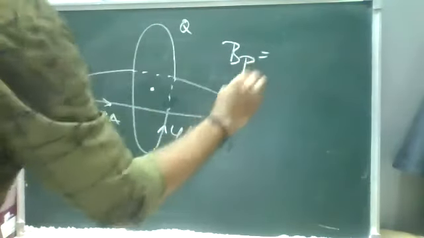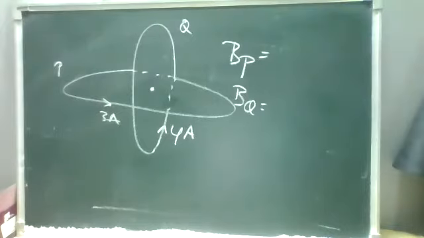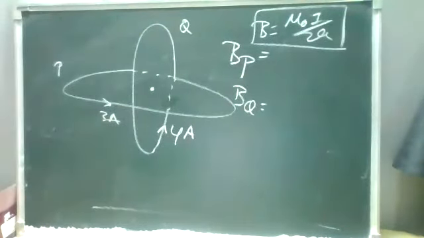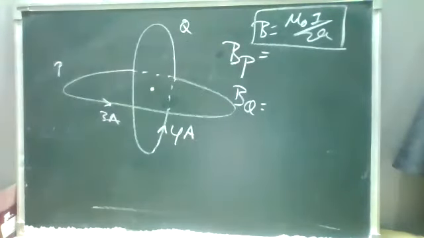So BP and BQ. The magnetic field at the center for a circular current carrying conductor is B equal to mu naught I by 2A. So try to find the magnetic field for the P coil and Q coil, these two first.